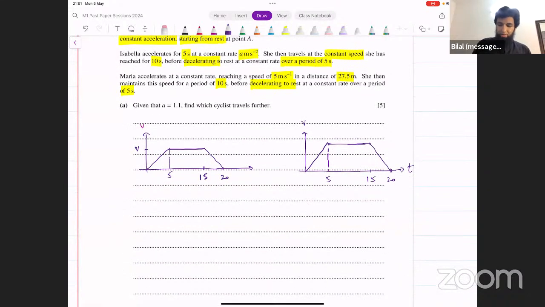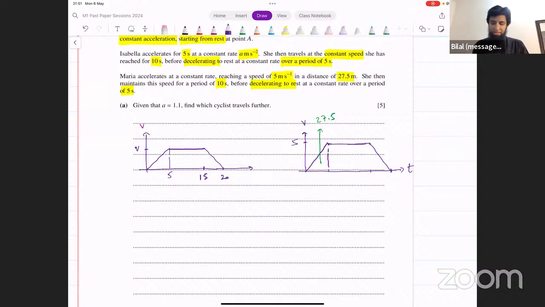Now we know that this area is 27.5. Yes? Sir, how did you know this acceleration is 5 seconds for Maria? It says that over a period of 5 seconds. Okay, I'm sorry, you're right. This is not 5 seconds. It's the speed that's 5. Sorry, this should have been 5. And if this is 5, then we don't know what these values are as well.